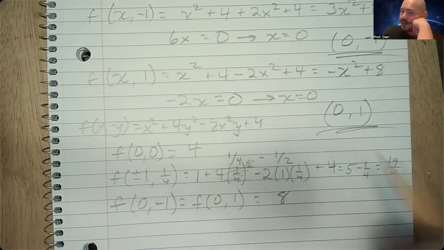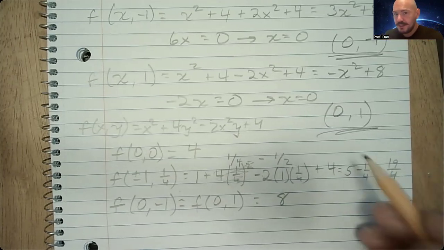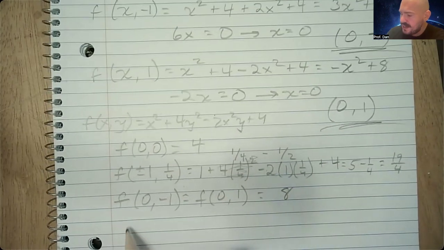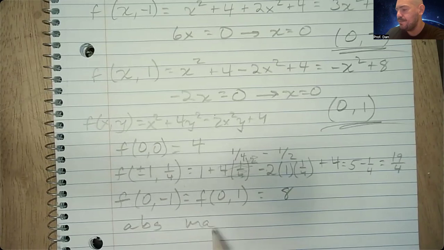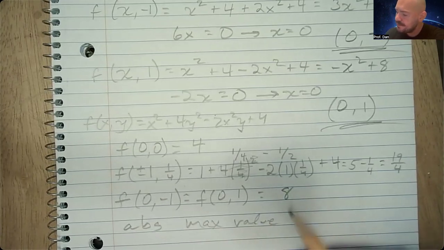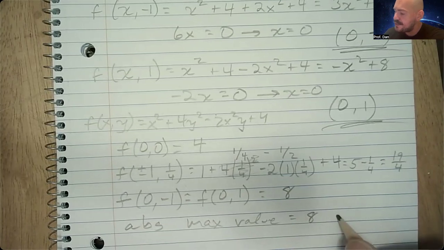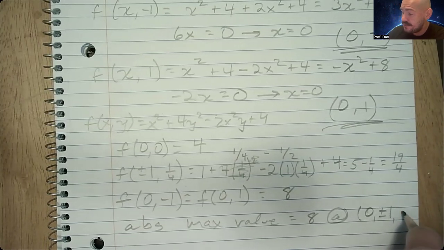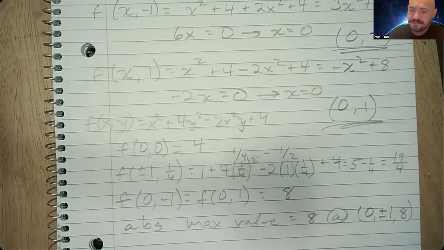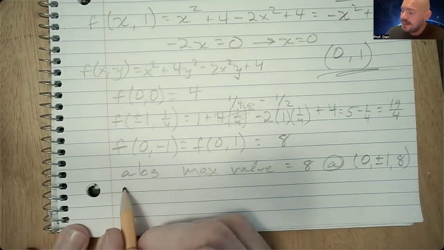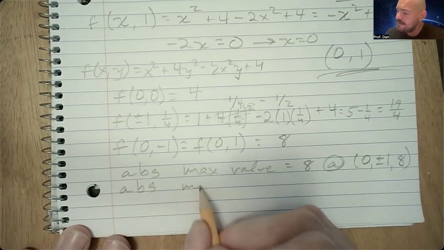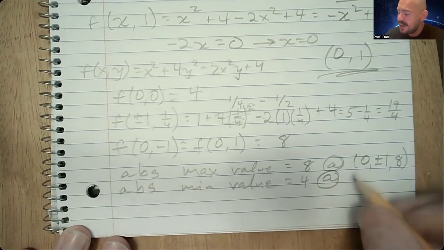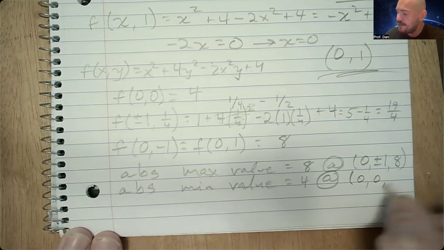So now I have all of my z coordinates calculated. The highest z coordinate is my max, the lowest z coordinate is my min. So I have an absolute maximum value of 8, and this occurs at the coordinates 0, positive or negative 1, 8. If I look for my absolute minimum, that's going to have a value of 4, and this will occur at the coordinates 0, 0, 4.